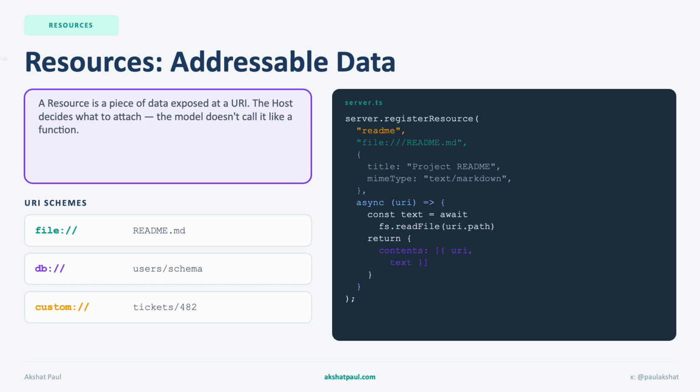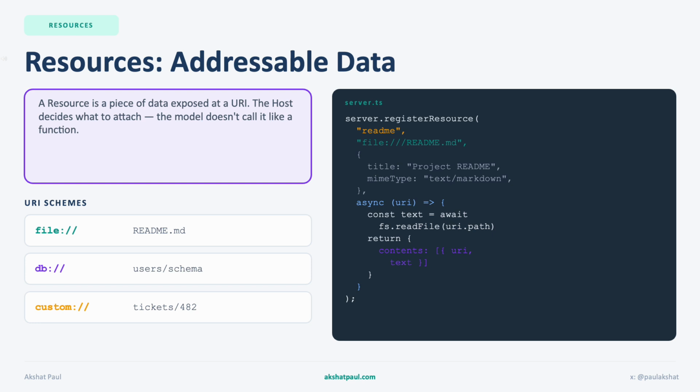Now look at the code. We call register resource with a name, readme, the actual URI file:///readme.md, some metadata like title and MIME type, and then a handler function that runs when this resource is requested. The handler reads the file from disk and returns its contents wrapped in a structured response with the URI and the text. The shape of a resource is simpler than a tool. There's no complex input schema to validate because you're not calling it with arguments. You're just fetching what's at that address.